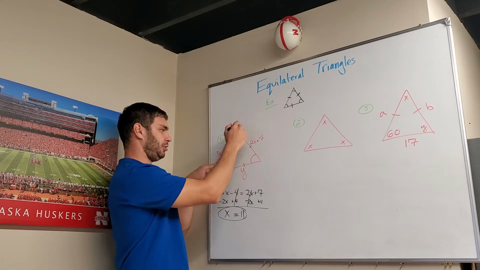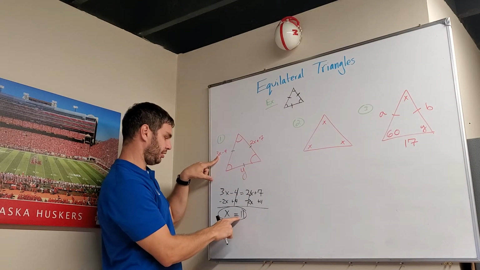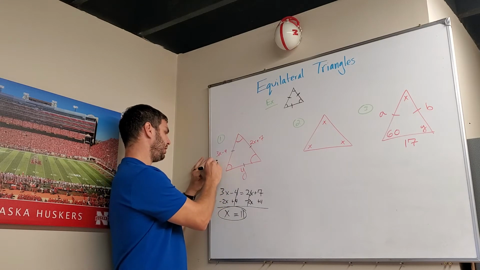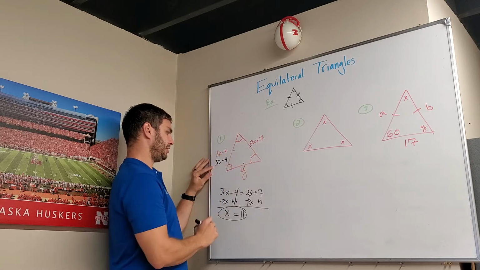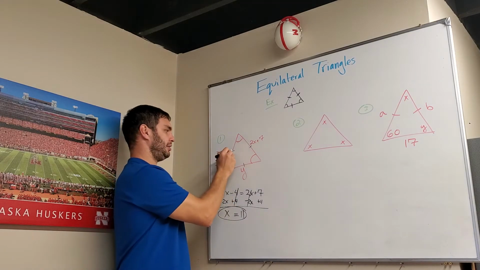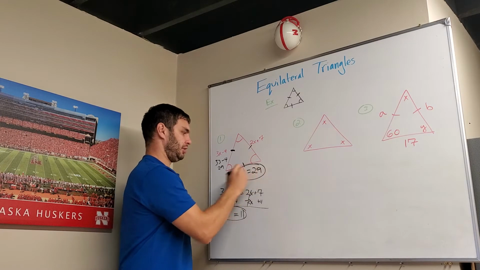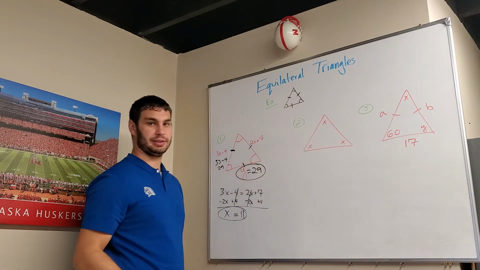plug x back in to figure out what one of these sides is. So let's just try it here. X times 3, or 11 times 3, is 33, and 33 minus 4 is 29. So this side length is 29, and since those are all the same, this y is also going to be 29. So x is 11, y is 29.